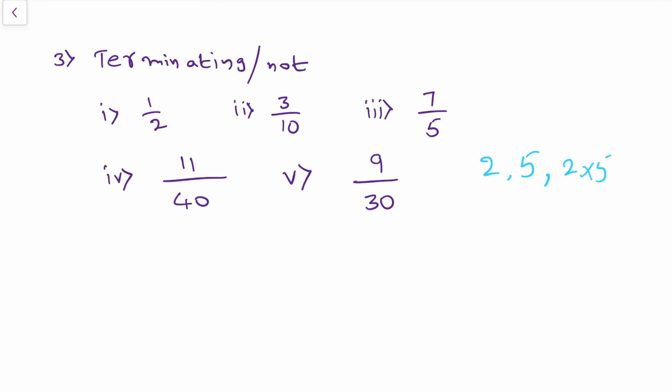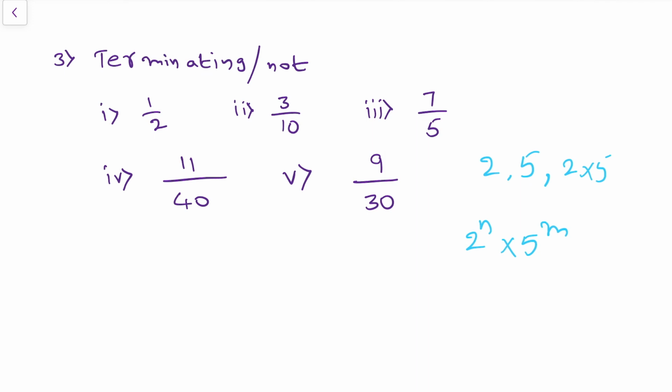So what exactly does 2 or 5 or 2 into 5 mean? Officially we say that if the denominator is in the form of 2 power n into 5 power m, then it has a terminating decimal, otherwise a non-terminating decimal. In short form, in the denominator only the number 2 should be there, or only the number 5 should be there, or both 2 and 5 should be there. Except these numbers, nothing should be there. Then we can conclude that it has a terminating decimal.